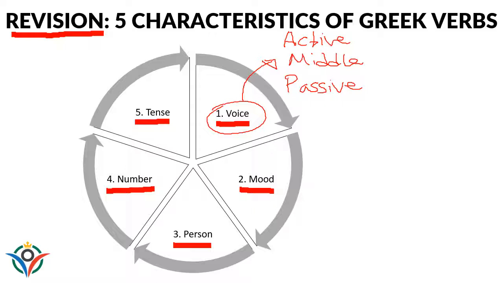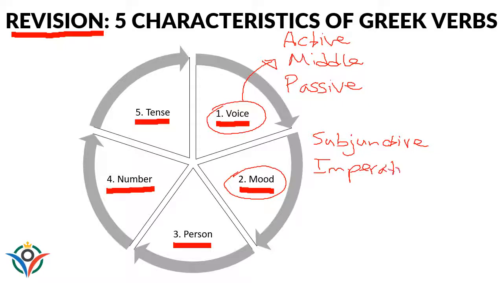The second characteristic is the mood, and the mood indicates the relationship of the action of a verb to reality. And we get 4 moods in Greek. We get the subjunctive, which expresses potential or probable action. We get the imperative mood, which you can think of simply as expressing a command for now. And then we have the optative mood, which expresses potential action in the form of a polite request, a wish, or sometimes a prayer.